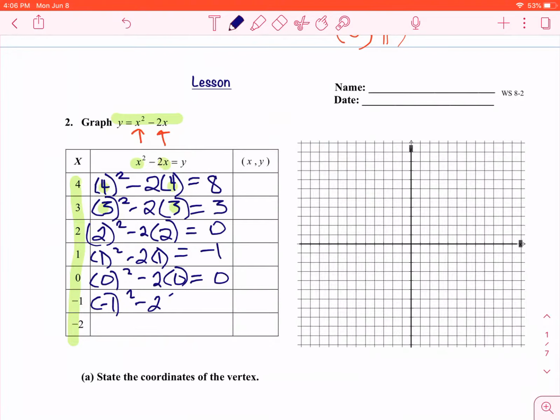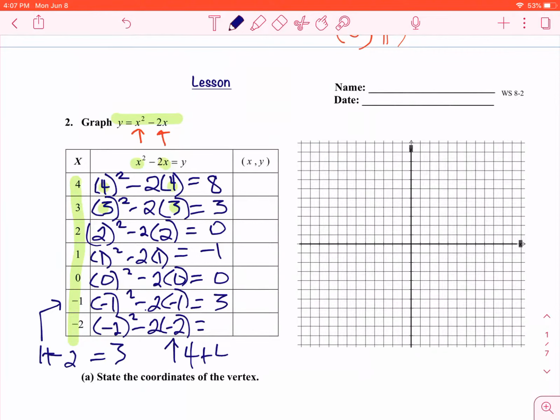Careful with the negatives here. This reads as negative 1 squared, which is positive 1, and then negative 2 times negative 1 is positive 2. So we're actually doing 1 plus 2, which is 3. Same thing here. Negative 2 squared minus 2 times negative 2. That's positive 4. Negative 2 times negative 2 is plus 4, so that should be 8.